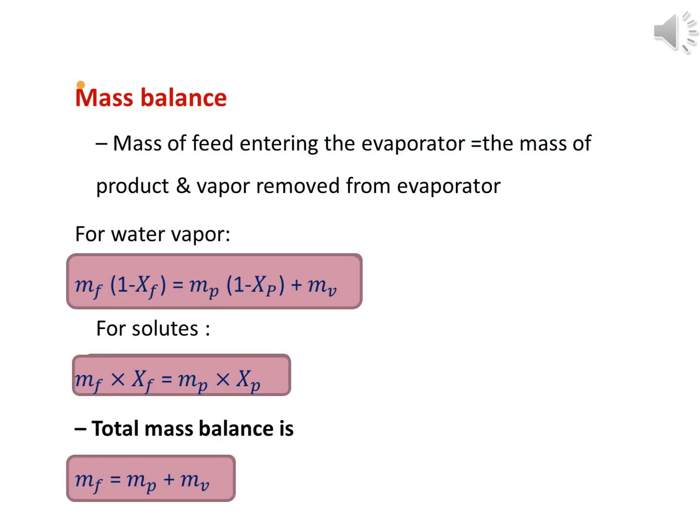Now let's discuss the mass balance equations. The mass of feed entering the evaporator is equal to the sum of the mass of the product and vapor removed from the evaporator. For water, the equation is MF times (1 minus XF) equals MP times (1 minus XP) plus MV. For solutes, MF times XF equals MP times XP. From these two equations, the total mass balance is MF equals MV plus MP.